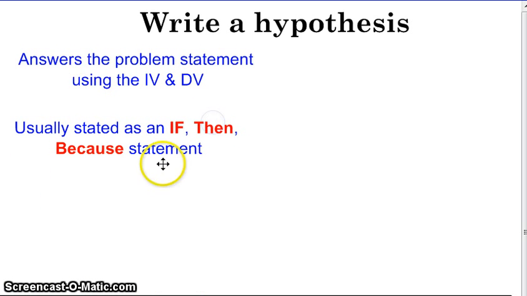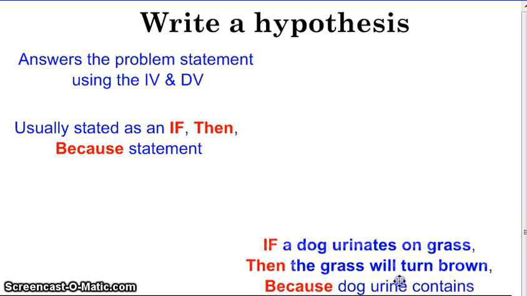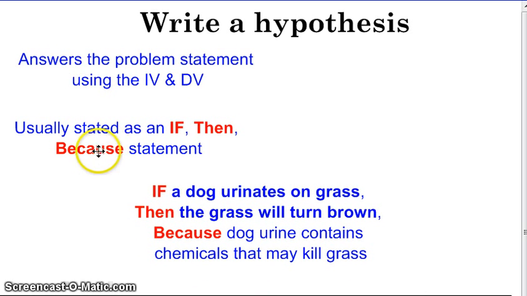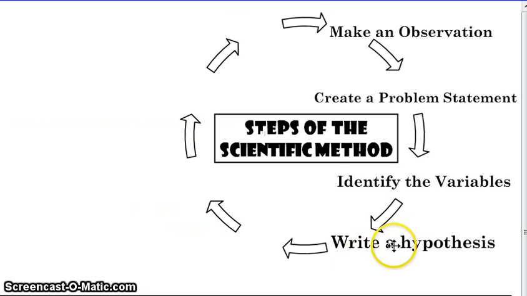It's a prediction, usually stated as if I do this, then this will happen because, and it includes an explanation of why you believe that's going to happen. So in this case, a hypothesis in if, then, because format would be, if a dog urinates on grass, then the grass will turn brown because dog urine contains chemicals that may kill grass. So we have written a hypothesis.